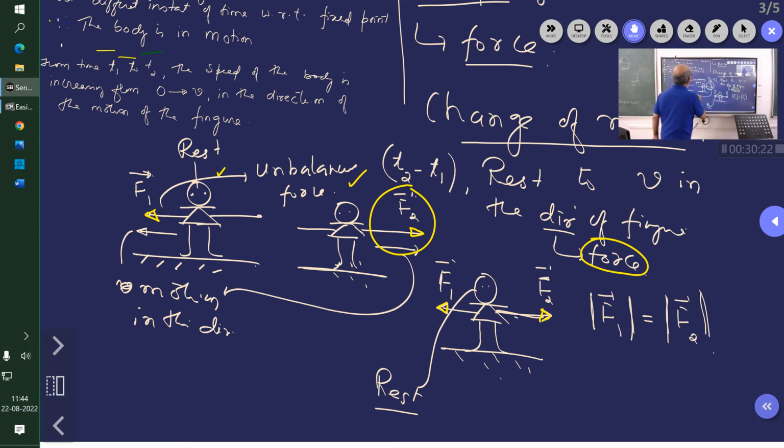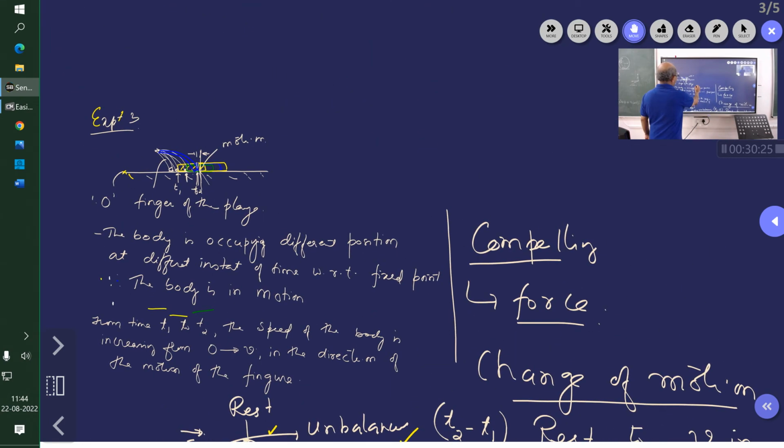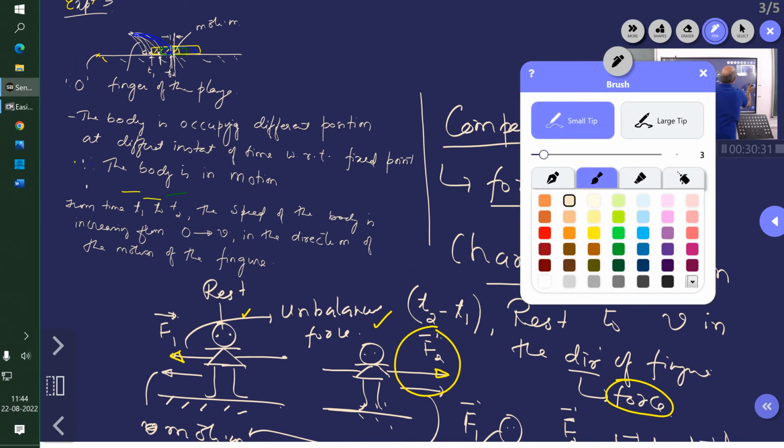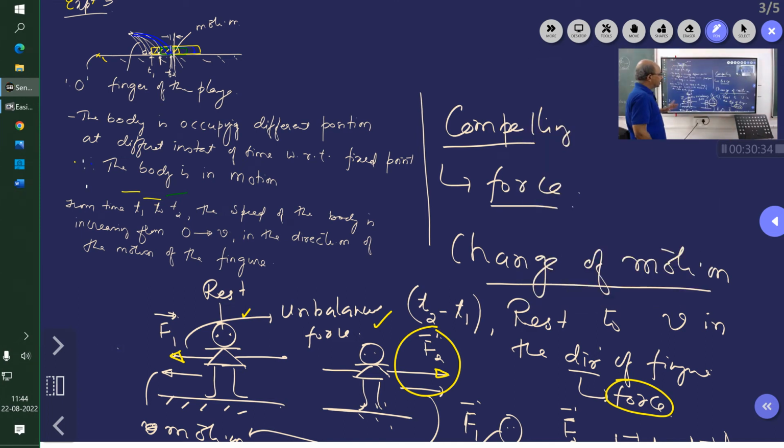Now, we'll come back to our carom board experiment. In this experiment, the striker changed its motion during the time interval t1 to t2. There was a change of motion because the finger was applying force. So what was the finger applying? The finger was applying unbalanced force on the striker, and therefore its motion changed.